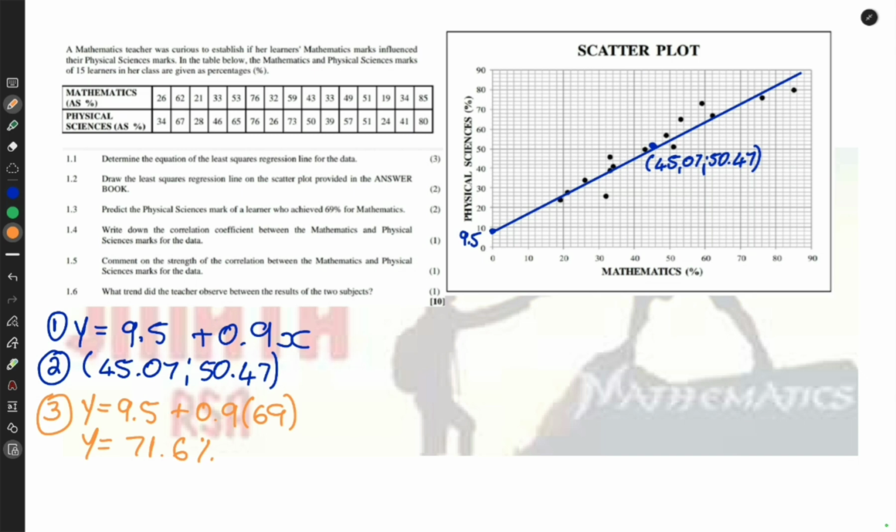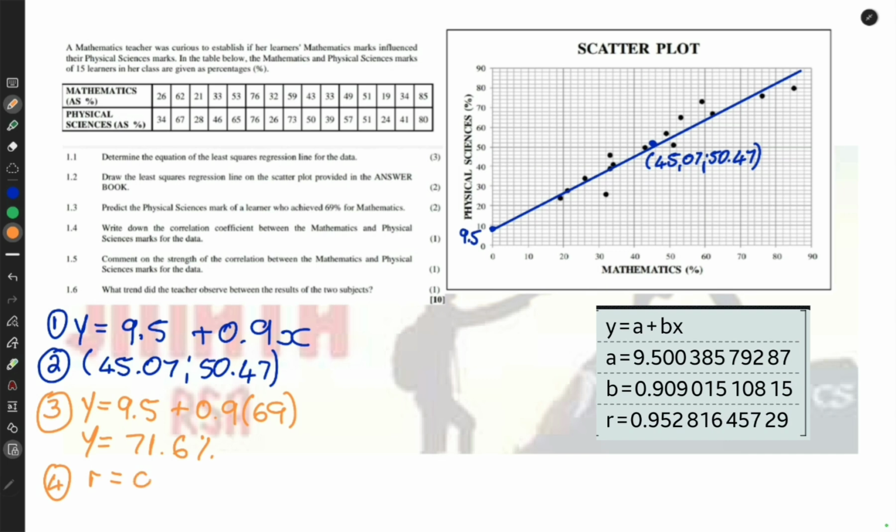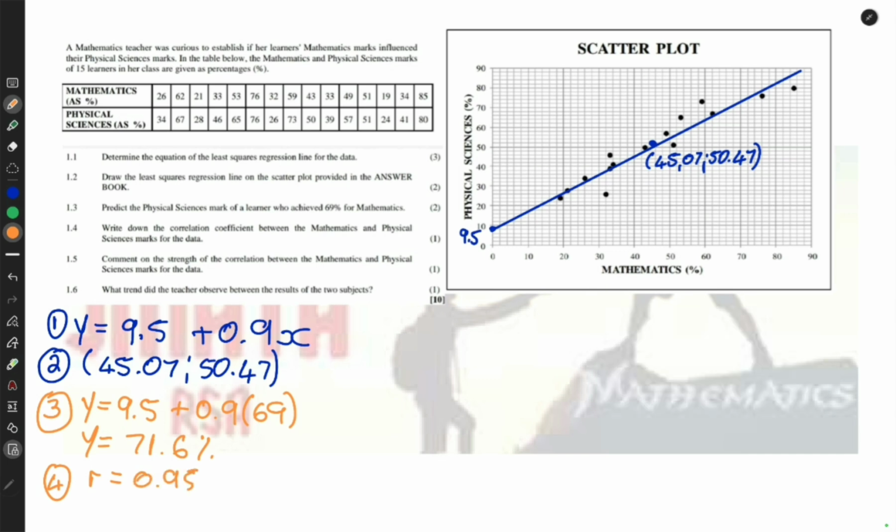So then you can just go on your calculator and get the R value. And in this case, I can see that R is equal to 0.95. Comment on the strength of the correlation. That is above 0.8, but it's not 1 yet. So for question 5, my answer would be strong positive correlation.